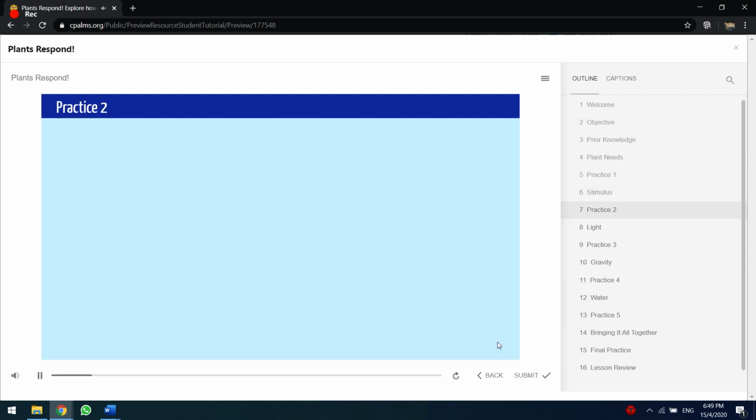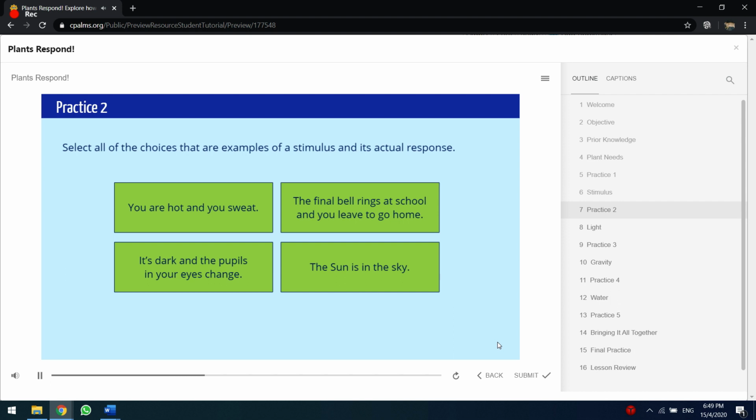Let's practice what we know about stimulus and response. Select all of the choices that are examples of a stimulus and its actual response. Click on the audio icons to have each choice read to you. Click Submit when you've completed your answers.